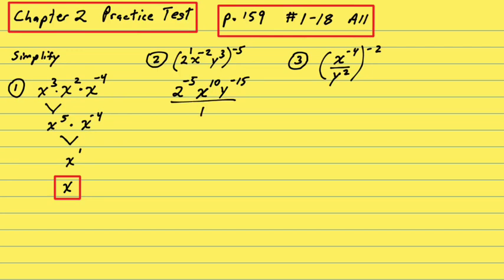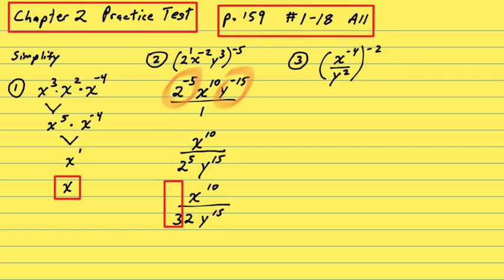It's always over 1. If there's any positive exponents, like x to the 10th, they stay where they are. If there are any negative exponents, they simply move to the other side of the fraction and become positive exponents. So your answer is going to be x to the 10th over, I believe 2 to the 5th is 32, y to the 15th.